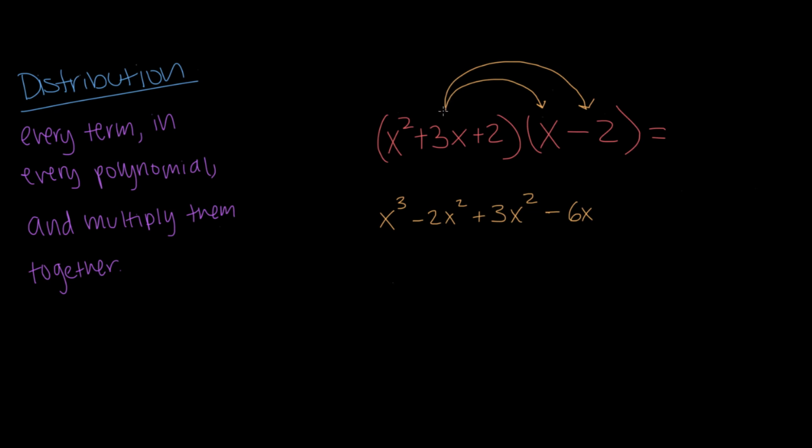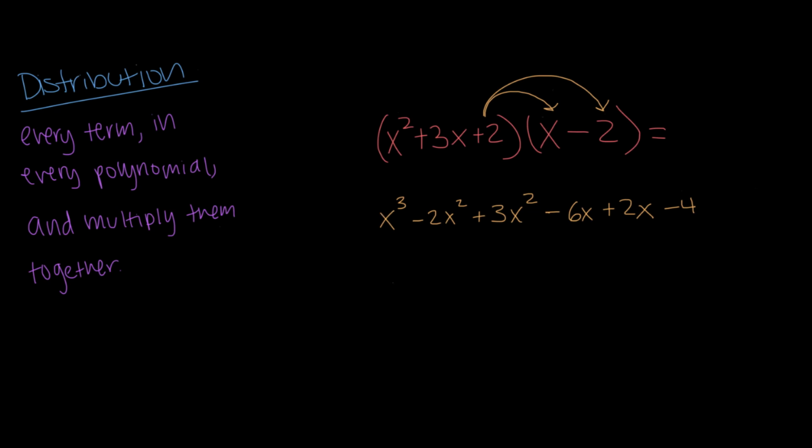Now that we've completed our second term, we're going to do the exact same thing with our third term, which is 2. So you draw the arrow from 2 to each of the terms in the second polynomial. So 2 times x is going to give us 2x. And then you follow the arrow again. 2 times -2 gives us -4. So this is our unsimplified answer.